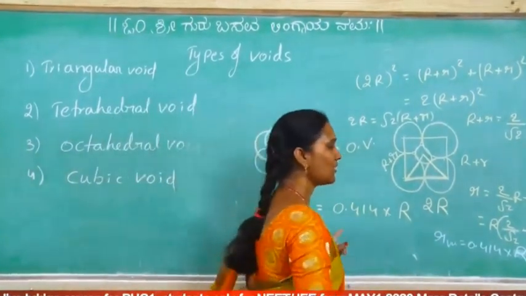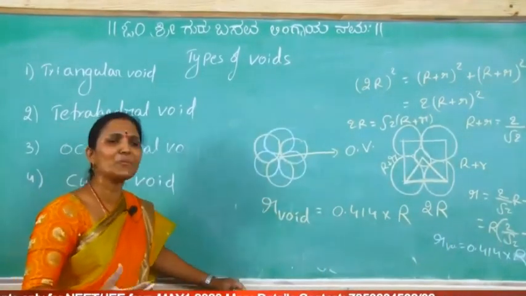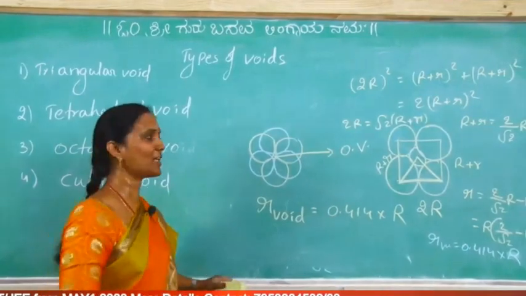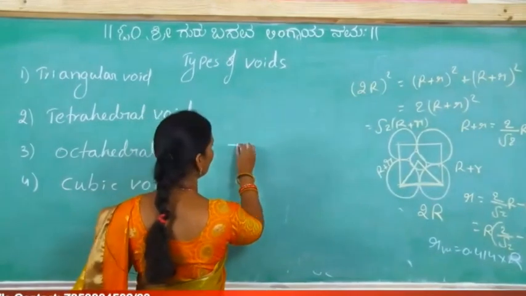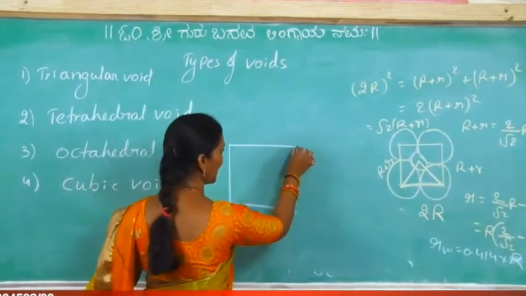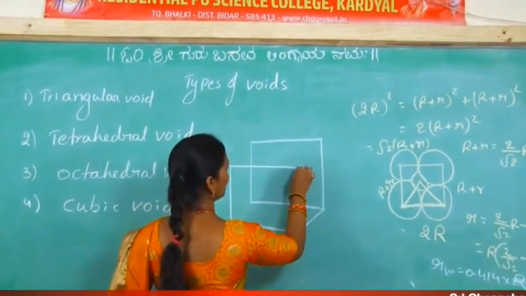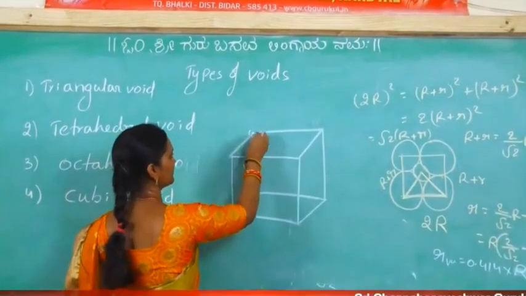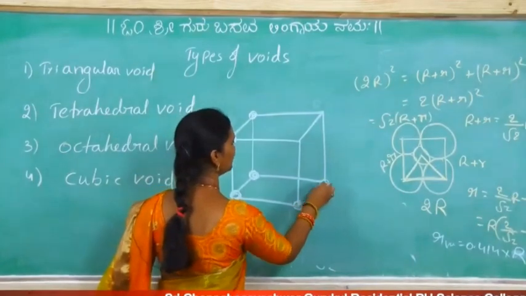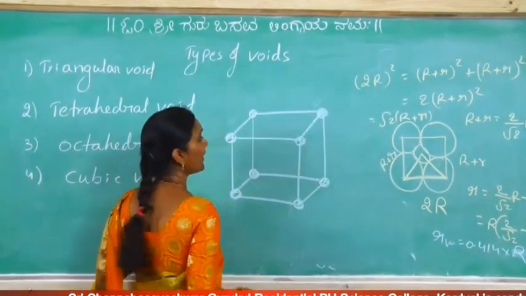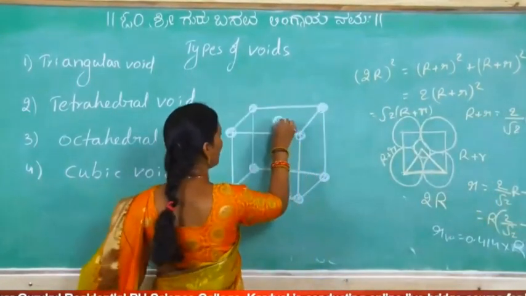And next, octahedral void position. What is the position of octahedral voids? Now, how many octahedral voids are in FCC? How to find the number of octahedral voids? Again we are taking FCC. Particle positions: corners and face centers. Here are the particles.